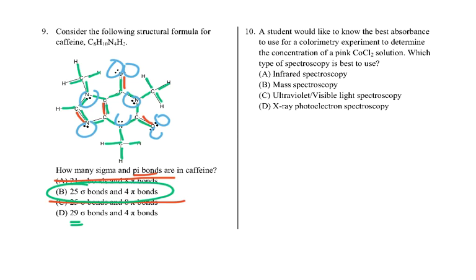Number 10, a student would like to know the best absorbance to use for a colorimetry experiment to determine the concentration of pink cobalt chloride. Which type of spectroscopy is best to use? Well, infrared is for molecular vibrations. Mass spectroscopy is not even close here; that's the kind we use for figuring out isotopes. X-ray was for figuring out the electron configurations. So it's UV-vis, ultraviolet visible light spectroscopy, and we use that for Beer's law in order to figure out the concentration of a colored chemical. Okay, and that's the answer.